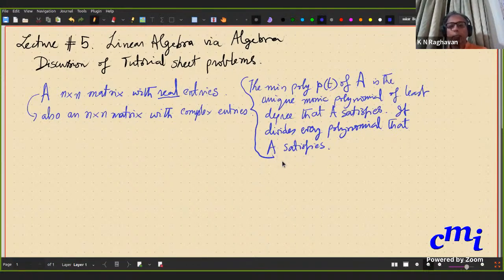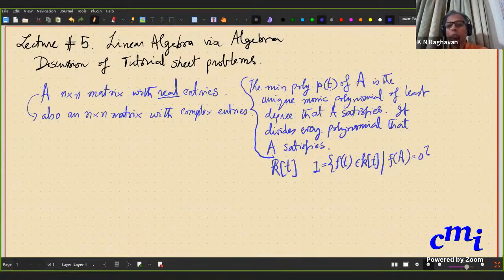So this exists. The idea is that I look at K[t], where K is a field over which these entries are. Everything is happening over K, right? I look at that polynomial ring and look at the ideal I, which is all those, let's say, f(t) in K[t] such that when I put A into it, I get the zero matrix. This is the matrix equation. Okay, this is I.